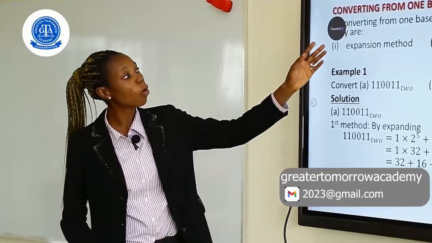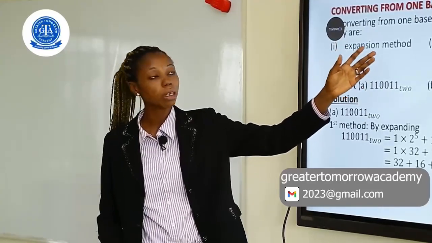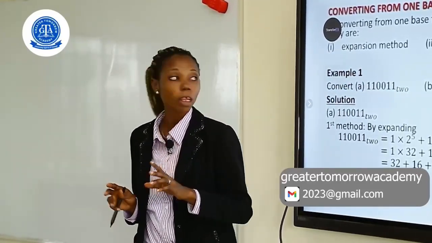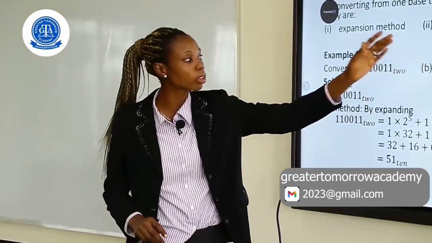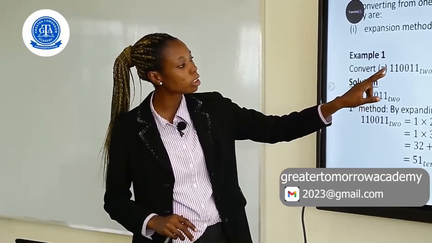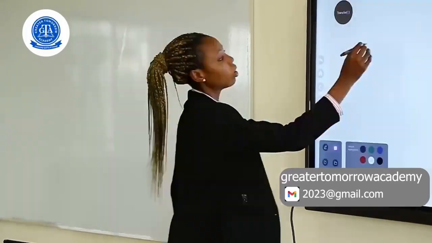Hexadecimal. Examples. Now I want to convert from one base to base 10. And in doing that, we have two methods. The first one, we call it expansion method. And the second one, we call it repeated multiplication method. Now, the first example here says we should convert 110011.